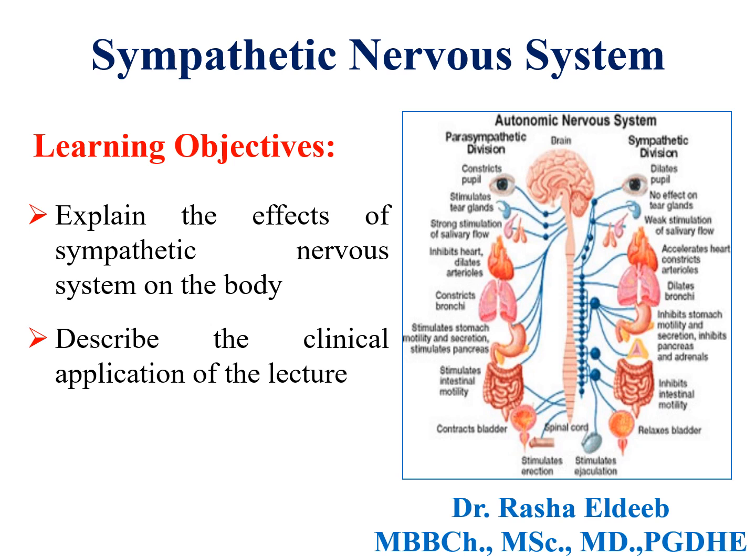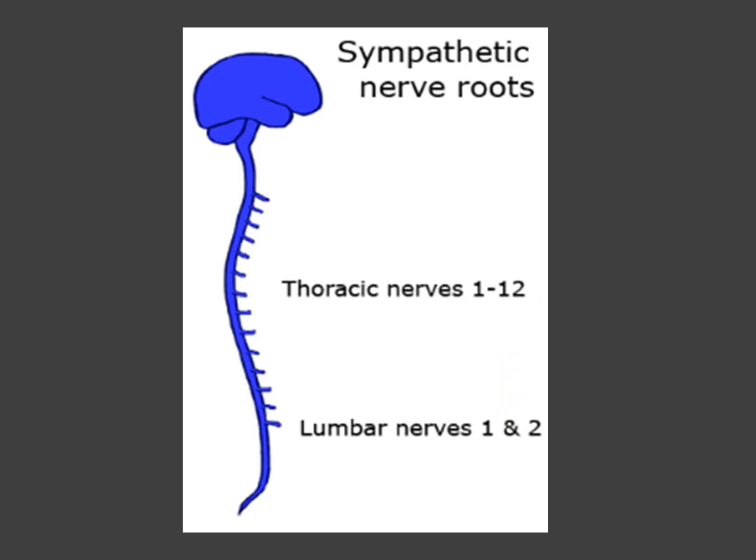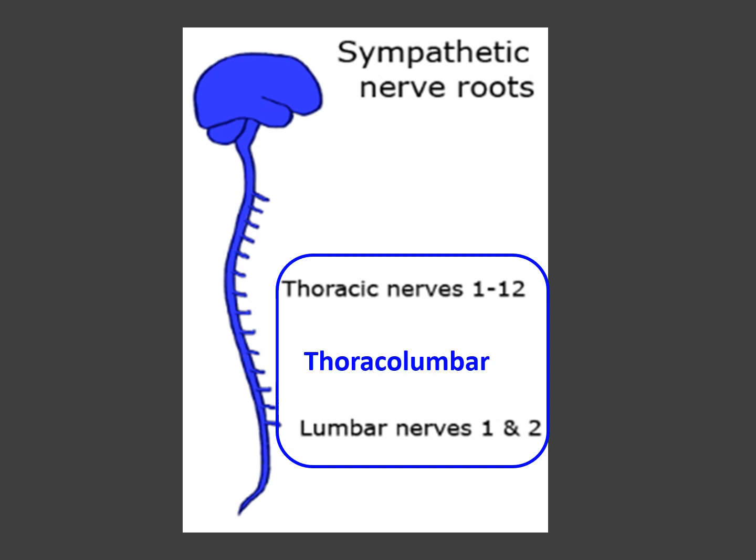This is the first session that describes the sympathetic nervous system. The learning objectives are to explain the effect of the sympathetic nervous system on the body and to describe the clinical application of today's session. The sympathetic nerves originate from the lateral horn cells of all the thoracic and the upper three lumbar segments of the spinal cord. It's called the thoracolumbar system.